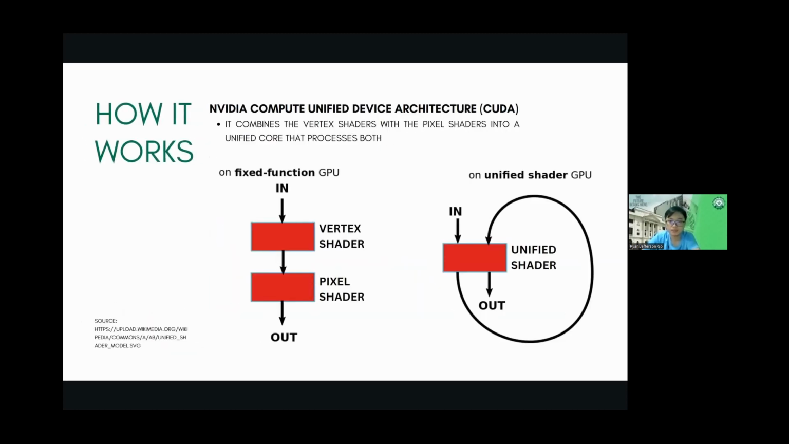The second major update in Nvidia's lineup implemented the idea of the unified shader model through their Compute Unified Device Architecture, which combines the vertex shaders, the ones that render the shapes, and pixel shaders, which are the ones that render the colors of a pixel, into a core that could process both. This in turn leads to less downtime of the shading cores, thus improving performance as well as efficiency. Next slide.